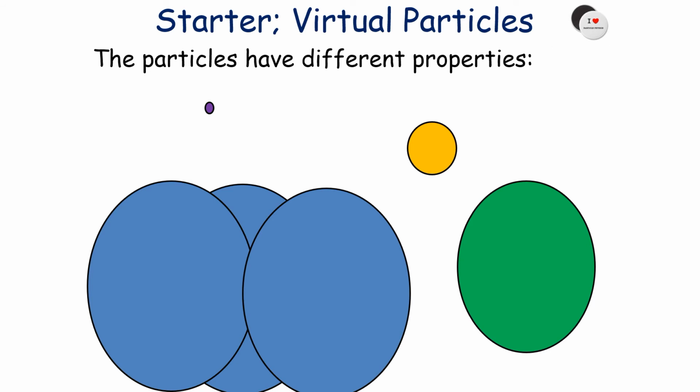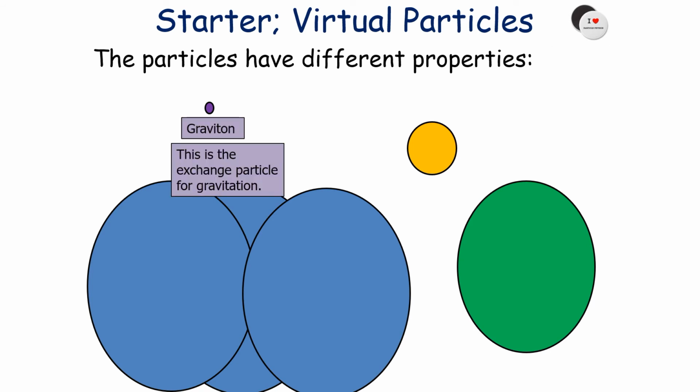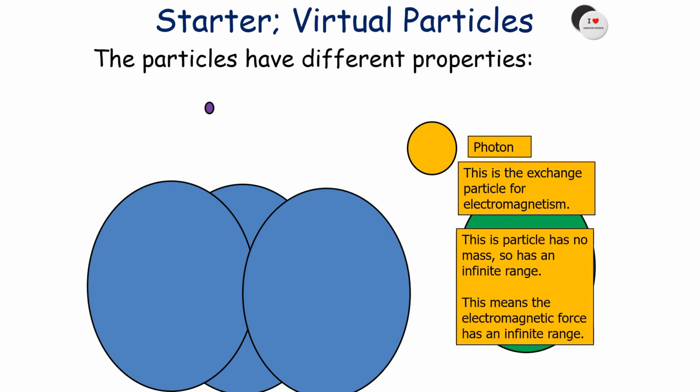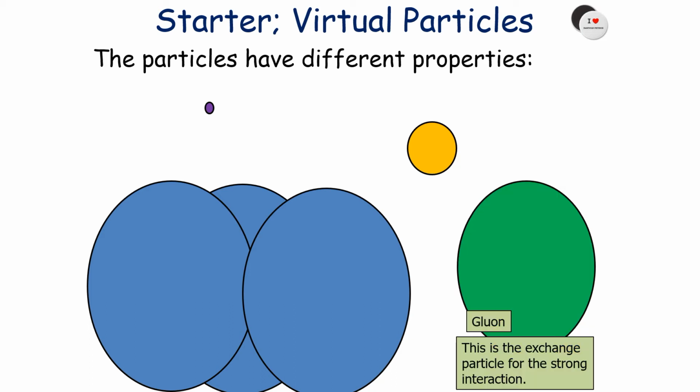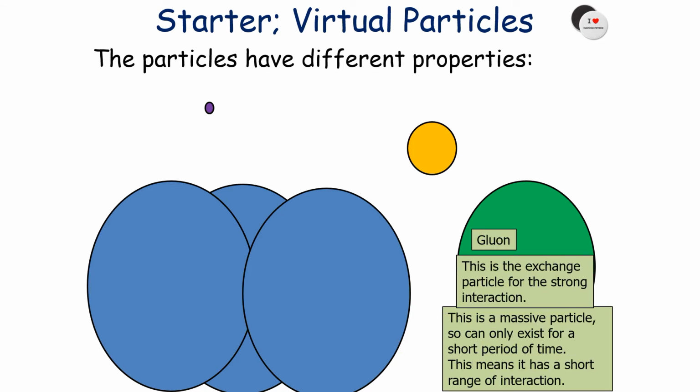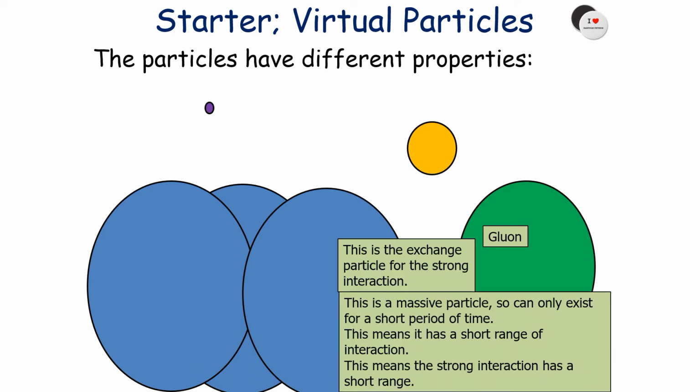So let's just have a look at our different properties. We've got the graviton, which is the exchange particle for gravitation. This is an exchange particle that's never been observed. You've got the photon, which is the exchange particle for electromagnetism. This particle has no mass, so has an infinite range. So this means that the electromagnetic force has an infinite range. You've got the gluon, which is the exchange particle for the strong interaction. This is a massive particle, so it can only exist for a short amount of time, so therefore the strong interaction has a short range. So that, as we mentioned before, limits how much the strong interaction can act on things.